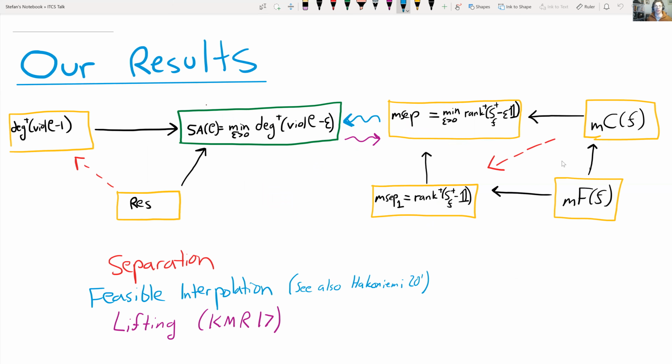So here are all results in one picture. We have our separations and lifting. And we also showed feasible interpolation, meaning that we can take the proof system, we can take a refutation, a Sherali-Adams refutation, and convert it into a computational model that simulates it. So we have a simulation of Sherali-Adams degree by monotone separation complexity. And this was first examined by Hakoniemi, but his feasible interpolation was slightly different, where he feasibly interpolated Sherali-Adams by a proof search algorithm rather than monotone separation complexity.